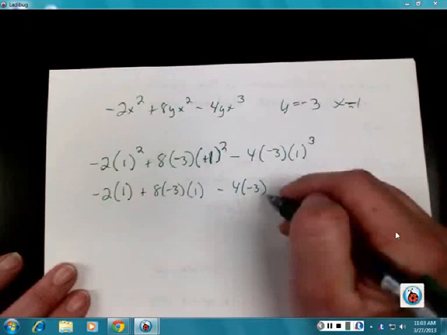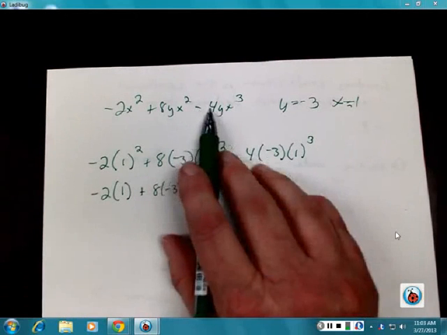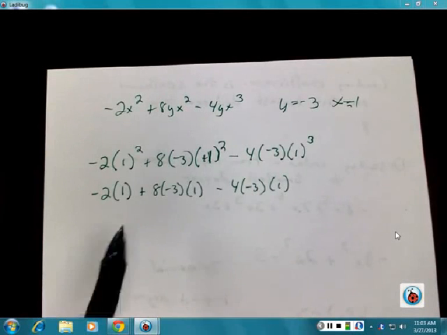Well, wait, didn't you say it was negative 4xy cubed? Negative 4yx cubed. I've got it written. Negative 4yx cubed, she said. So we've got it written down, right? Finish it. I just have to do my multiplications.